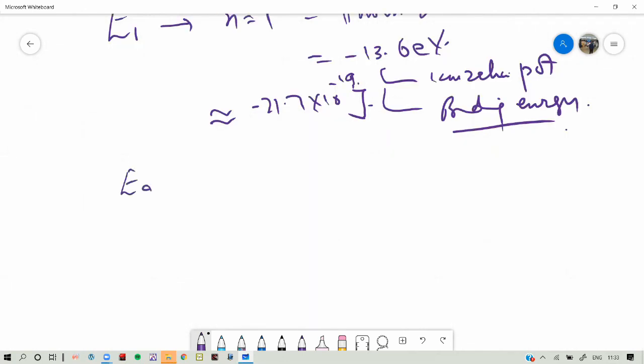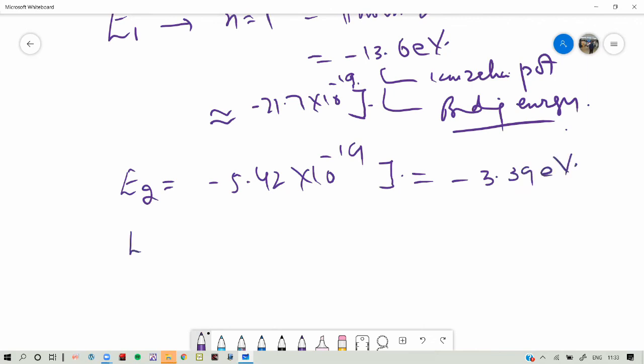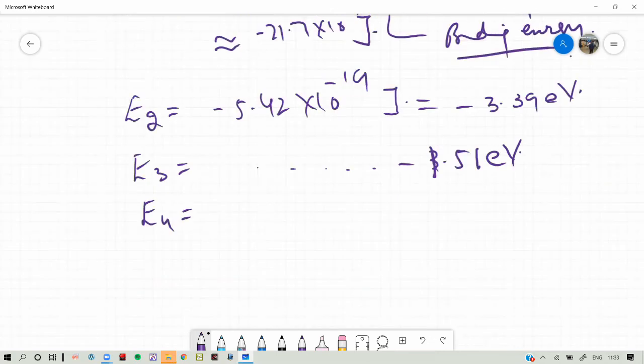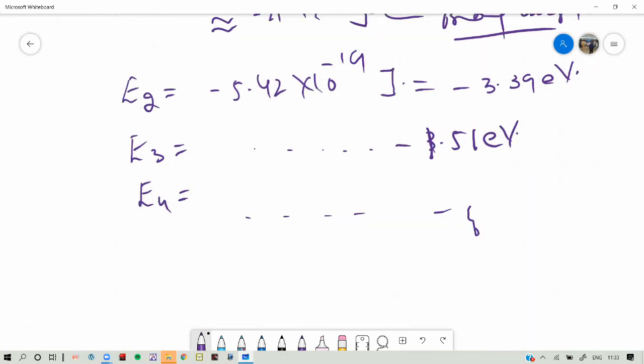Similarly, if you calculate for E2, it is minus 3.39 eV. E3 is minus 1.51. Then there is E4 for the fourth orbit. Go on, and it is minus 0.85 eV. And at infinity it is 0, simply because it is inversely proportional to n squared.